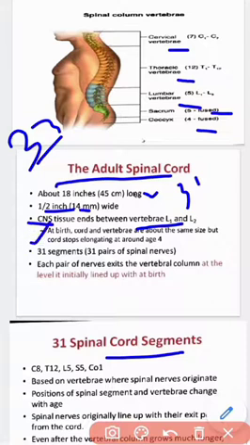At birth, the cord and vertebrae are about the same size, but the cord stops elongating at around age 4. As I already said, there are 31 segments, so we have 31 pairs of spinal nerves. Each pair of nerves exits the vertebral column at the level it was initially lined up with at birth.